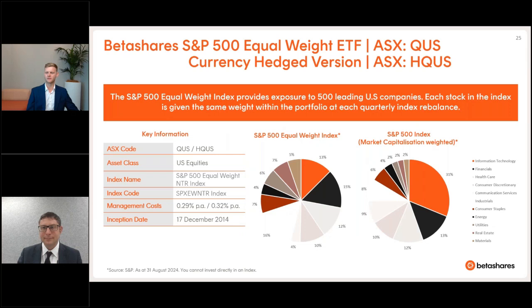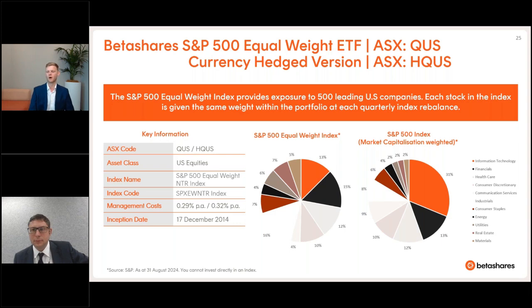So with that, it brings us to how Australians can actually get access to the S&P 500 equal weight index. BetaShares is pretty proud to offer both QUS, which is our fund that most of you are hopefully already familiar with, our S&P 500 equal weight ETF, non-currency hedged. And more recently, due to a lot of investor and advisor demand, we have brought out a currency hedged version. I've had a few questions come through about the implications of currency hedging, so we will get to that.